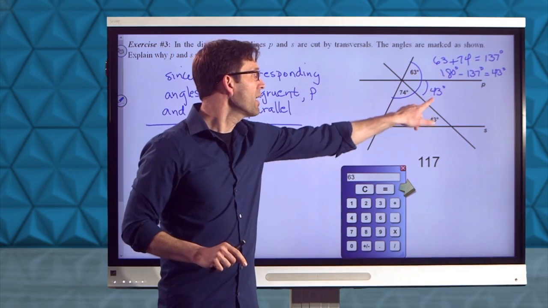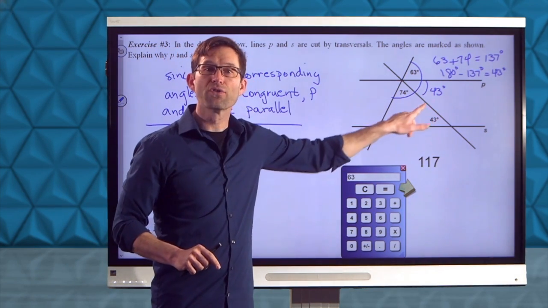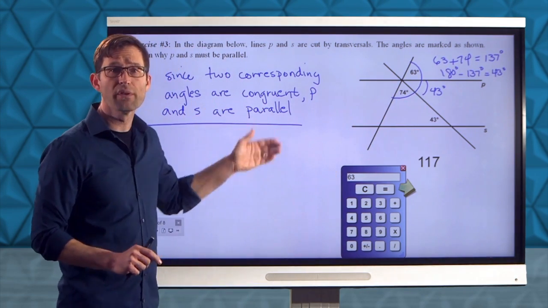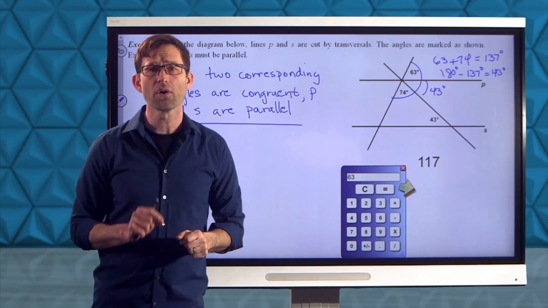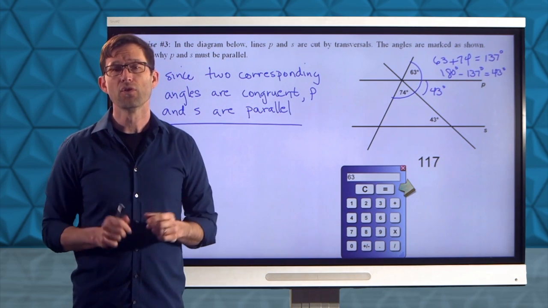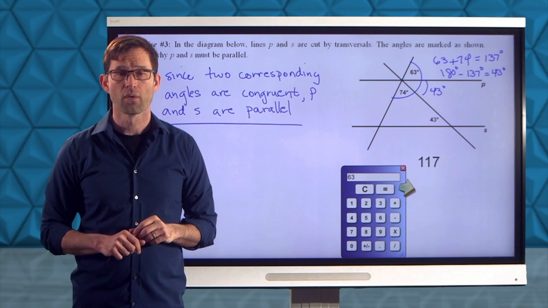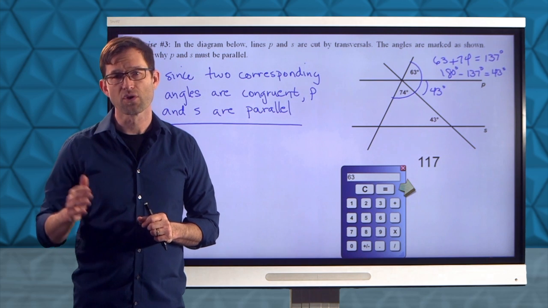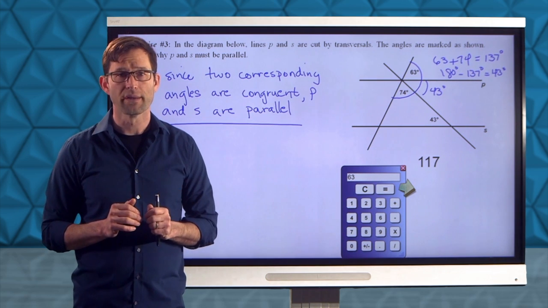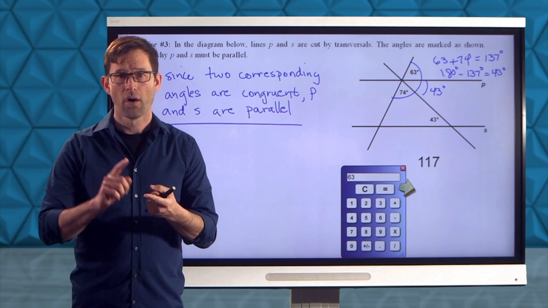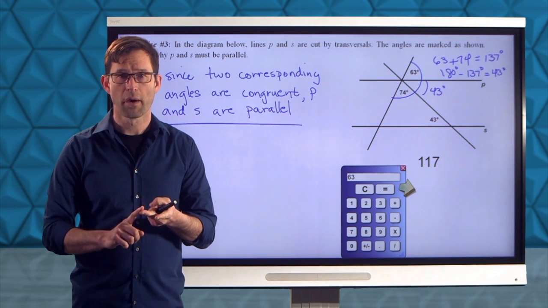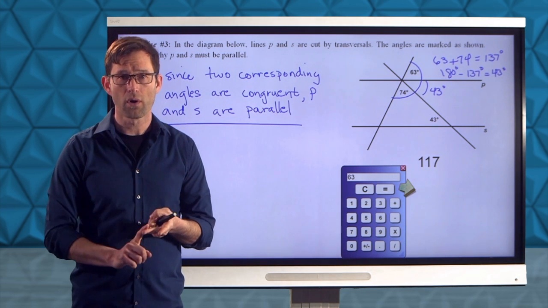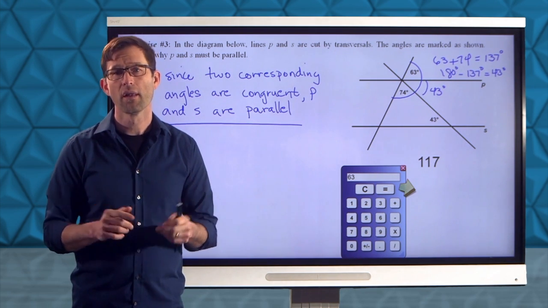But now, that angle and this angle are alternate interior angles. And we could make a statement very similar to this. We could say, because two alternate interior angles are congruent, the two lines must be parallel. Okay? So it's really a nice relationship between corresponding angles or alternate interior angles and parallel lines. If lines are parallel, alternate interior angles are congruent, corresponding angles are congruent, and conversely, if corresponding angles are congruent or alternate interior angles are congruent, lines must be parallel.